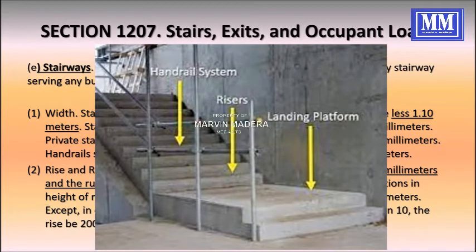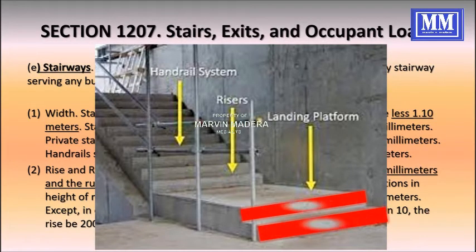We are talking about stairways and their properties. So we have here the maximum rise, which is 200 millimeters, and for the run, that is 250 millimeters. In this figure we have a landing platform, the flat part where the stairs have a big floor-like construction, and the handrails serve on the side, and the risers are the actual part of the stairs.